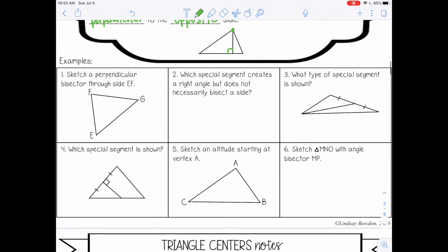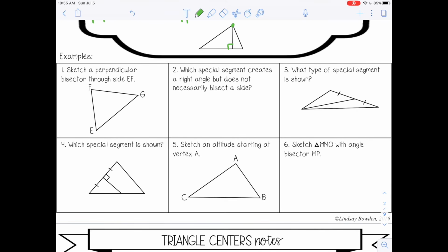Okay, so let's look at these examples. So number 1 says, sketch a perpendicular bisector through side EF. So we want a perpendicular bisector to go through this side. So we want it to go through the middle, and we want it to be perpendicular. So it may help if you turned your paper a little bit to get a perpendicular line. And again, this is just a sketch, so it doesn't have to be perfect, but just the best you can, try to make a right angle, and then mark these two pieces as congruent since it's a bisector.